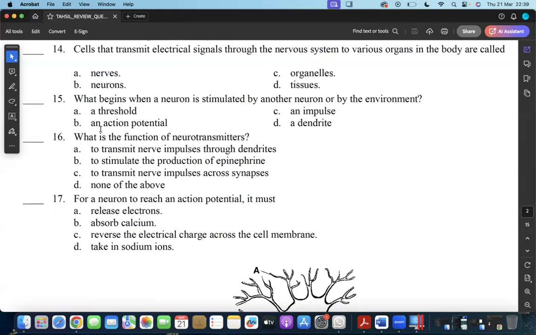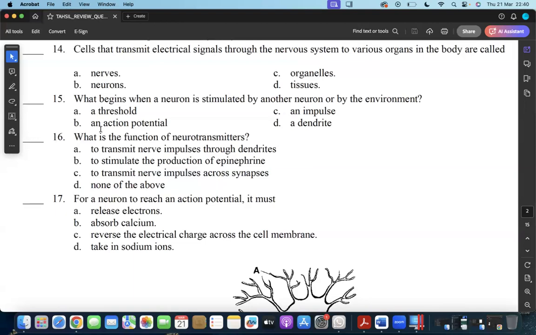So the options we have say, what begins when a neuron is stimulated by another neuron or by the environment? Is it a threshold? A threshold is not, because a threshold is a maximum amount of impulses which the nerve cell needs to collect before it responds to an action, before it gives a response. So that's what a threshold is.